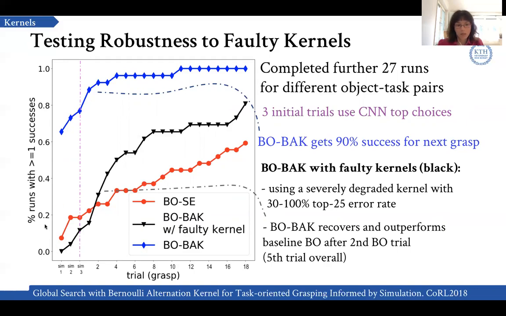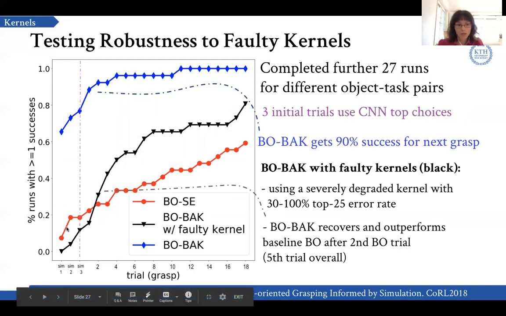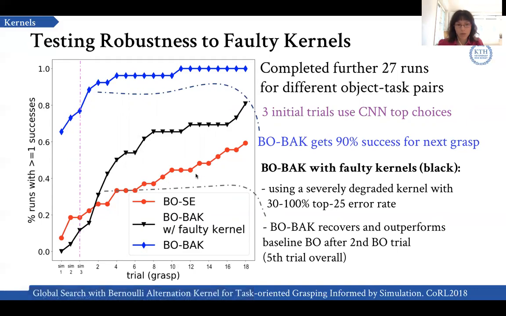And we can see that initially, as expected, we have negative transfer. Performance was worse than the BO baseline. But then after a few initial trials, we're able to outperform it and even leverage the little information that remains about what is useful from that simulation. We're still able to leverage that and perform better than the baseline.